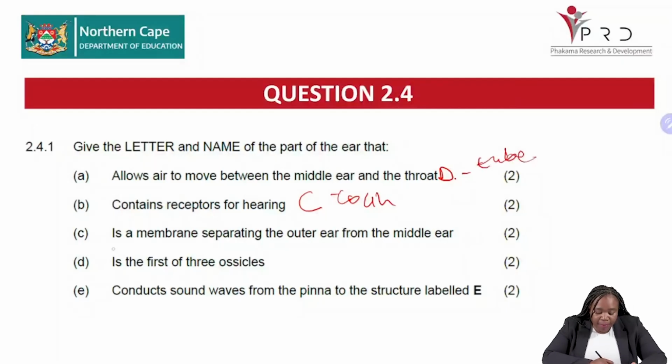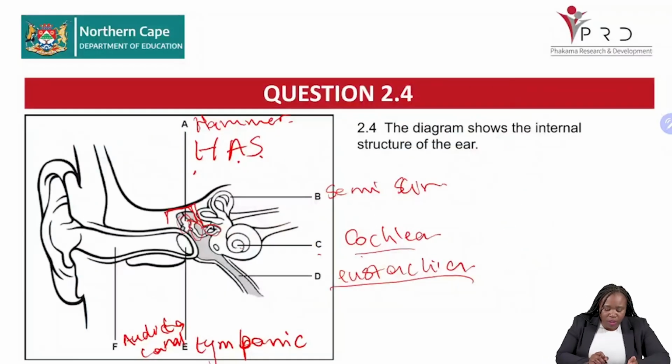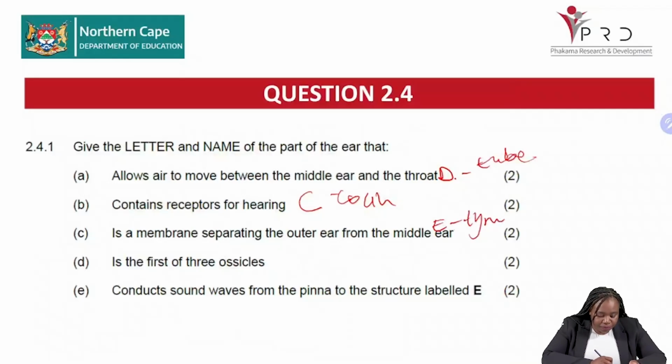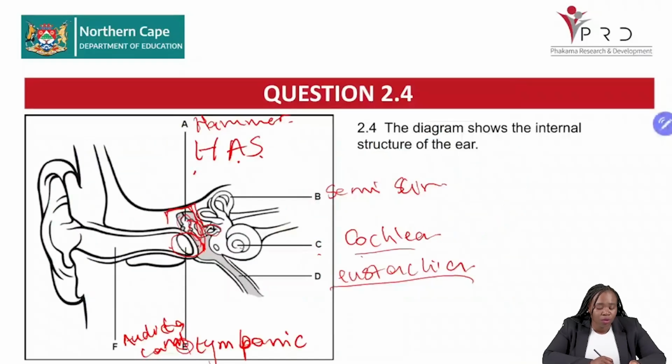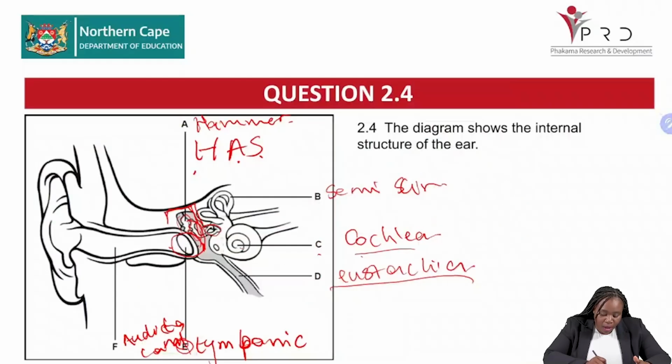Is a membrane separating the outer ear from the middle ear. Now, you might not be sure of this, but if you are looking at this, you can see that this is the outer ear, and then we have the middle ear over here, and we have the inner ear. So separating the middle ear from the outer ear would be this part over here, which is part E. If you're not sure if it's the tympanic membrane, you can simply say part E and get a mark for that. So it is part E, which is the tympanic membrane. 2 marks. And then, is the first of the 3 ossicles. The 3 ossicles: hammer, anvil, and stirrup. That would be the hammer. So your answer here would be hammer, and then the letter would be letter A.